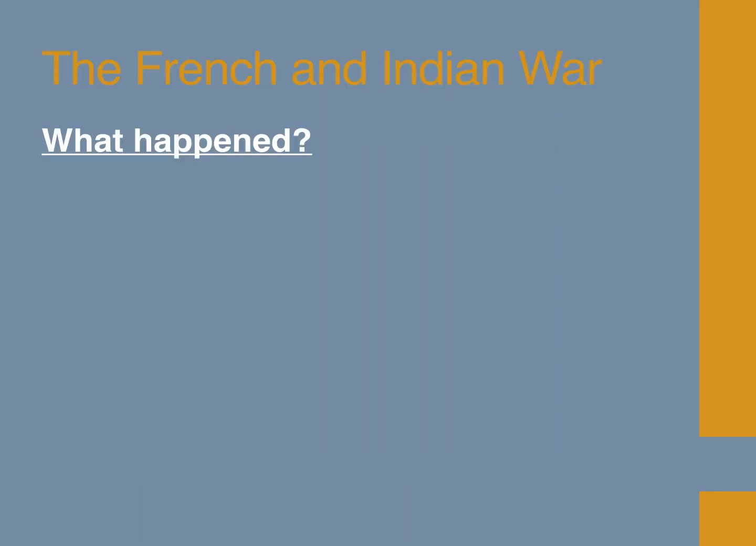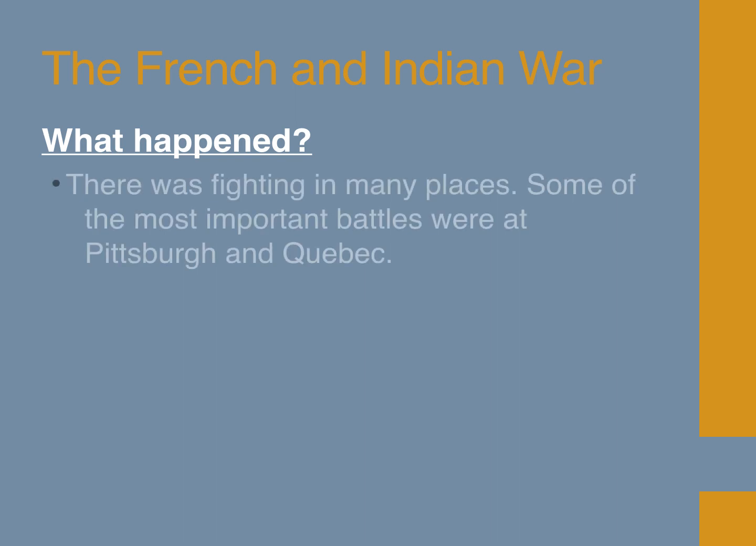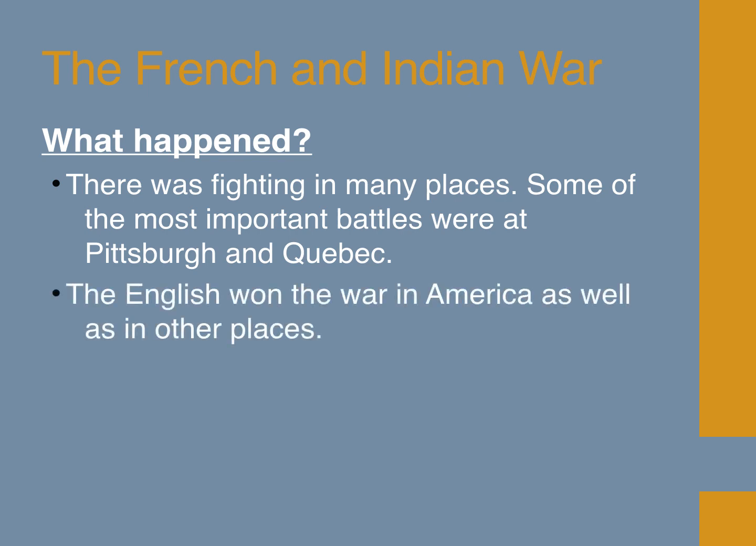So what happened in the French and Indian War? There's lots of fighting, taking place all over North America. Some of the most important battles took place in Pittsburgh, which is in western Pennsylvania, and Quebec, which is in southern Canada. Overall, the English are going to win the war in America, and they are going to win the war in many other places as well. So the English come out on top in the broader war, and the English and their colonists come out on top in the specific French and Indian War.